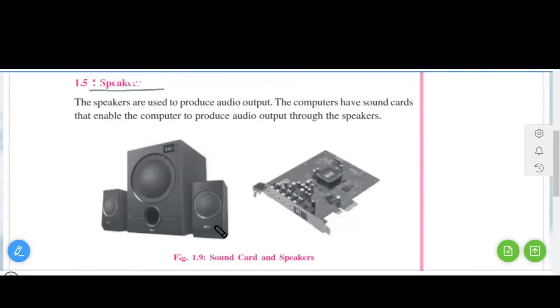Speaker. So speaker is again a kind of output device, but the output is in the form of audio, not in the form of a picture or diagram. Audio output is shown through the speaker. Computers have sound cards that enable them to produce audio output through the speaker.